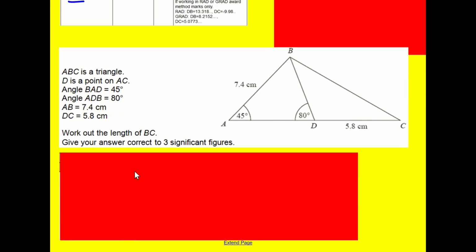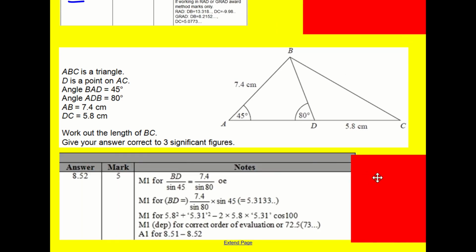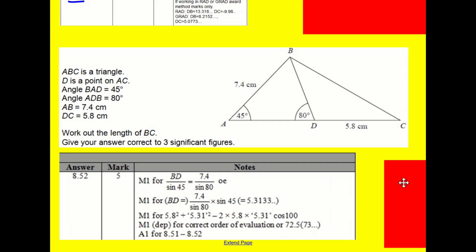And one more, how about this one? Can you work out BC? Here's the answer, 8.52 in this question. So this time we're trying to find BC, that's this one here, but we can't do that at the moment. You can work out this angle is going to be 100, but we've only got one side, that's the issue.